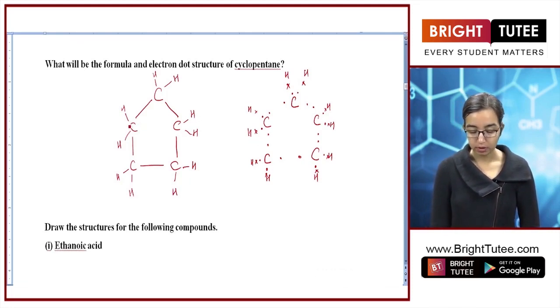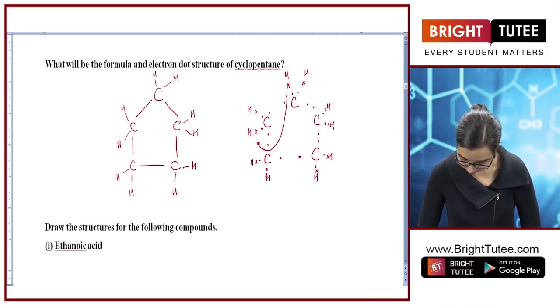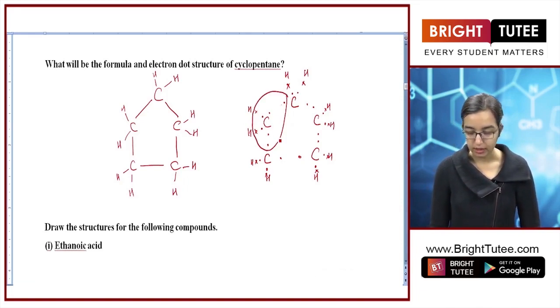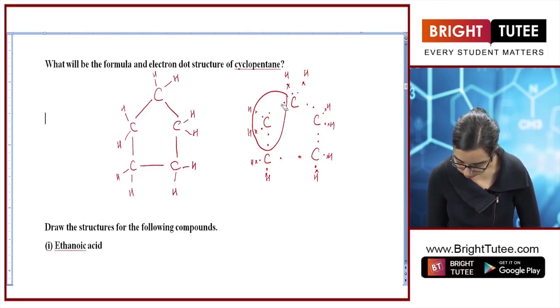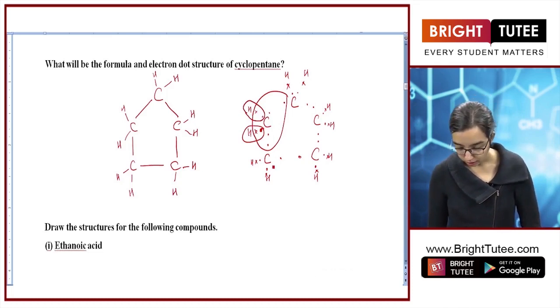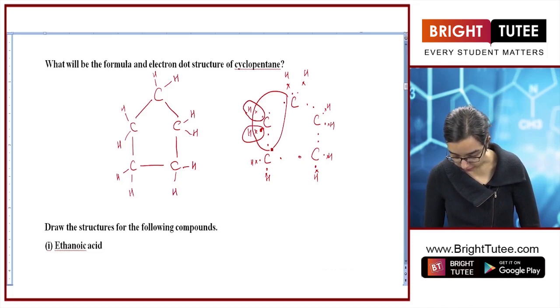Now this carbon was bonding with two hydrogens, these are here, and two carbon atoms. So you see it has 1, 2, 3, 4, 5, 6, 7, 8 electrons. That's stable. This hydrogen has also achieved stability by bonding with one electron each. You see how these hydrogens are bonded. Now let's move on to this carbon. It has 1, 2, 3, 4, 5, 6, 7, 8 electrons.